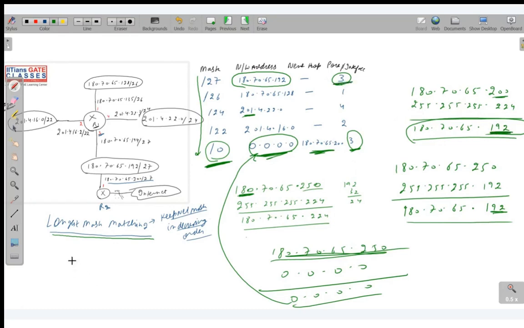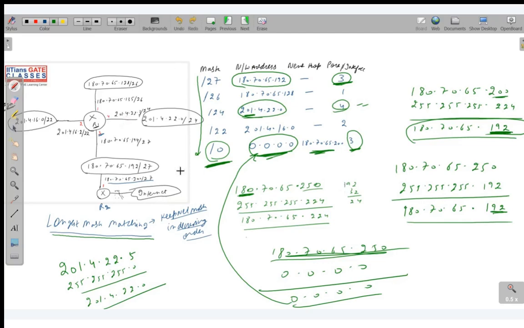Let me take another IP address. Let us suppose I take 201.4.22.5. So where will it be forwarded? I will not apply /27 here by common sense, because here it is 180 and here 201. So I will apply /24 directly. /24 means 255.255.255.0, but you will get 201.4.22.0, and this is nothing but this only. So with port number 4 it will be forwarded.